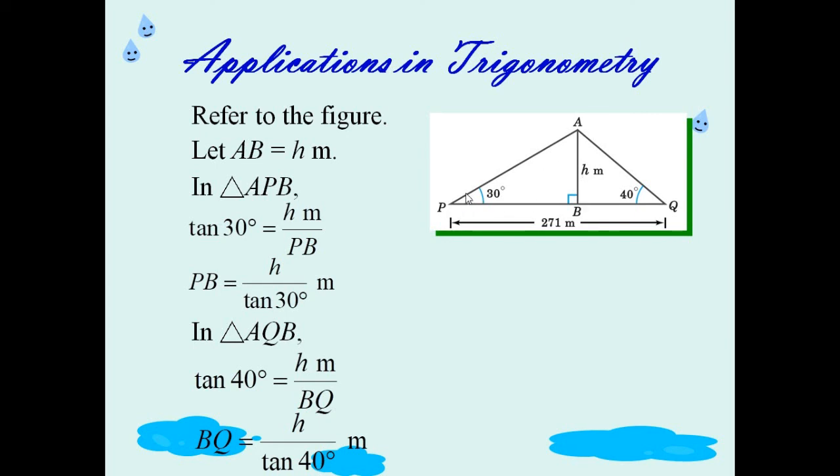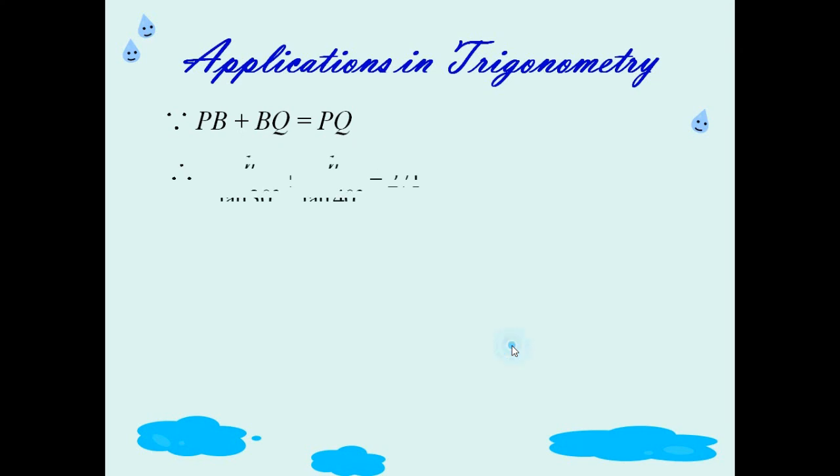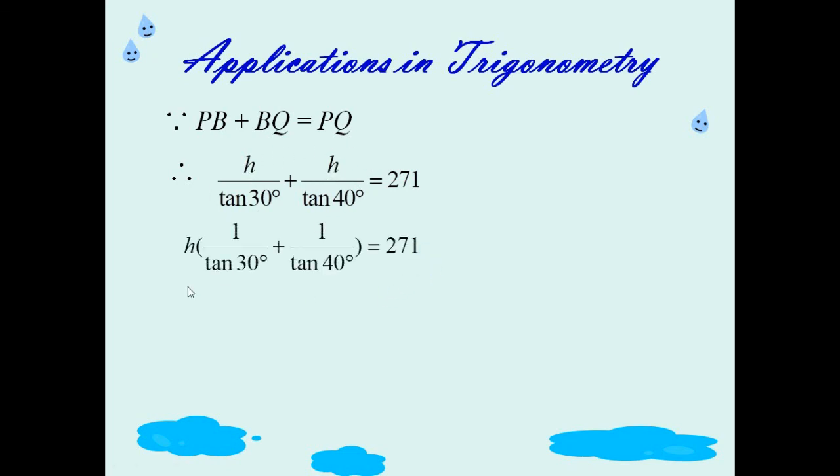If you find a similar problem in any exercise, you can write down every time the opposite side divided by the tangent of the angle will give you your adjacent side. And these two are the adjacent sides of the two triangles, APB and AQB. So they add up together to equal 271. So I can add PB and BQ together to form an equation equal to 271. On the left hand side, in the algebra, we know that H is a common factor, so you can take it out.